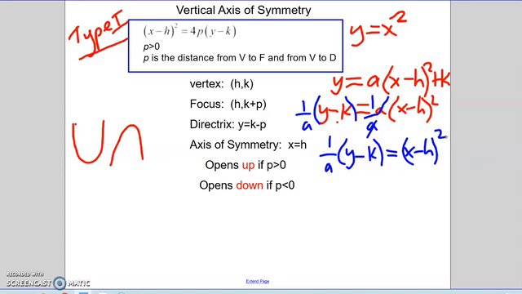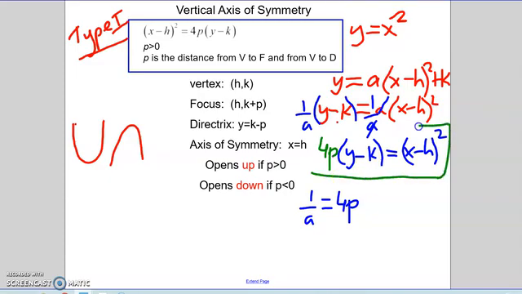Now instead of this 1 over a, what I'm going to do is say, okay, 1 over a is equal to 4p. So instead of 1 over a, I'm going to use this 4p. So let's replace that over here. So this will be 4p. And that is the standard form that we'll be using in this section here on parabolas. So 4p times y minus k is equal to x minus h squared.